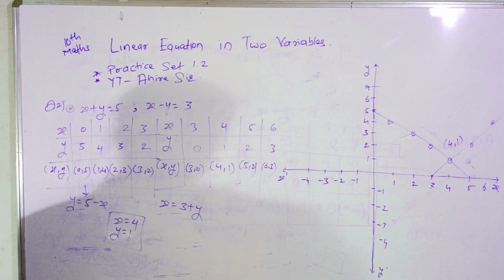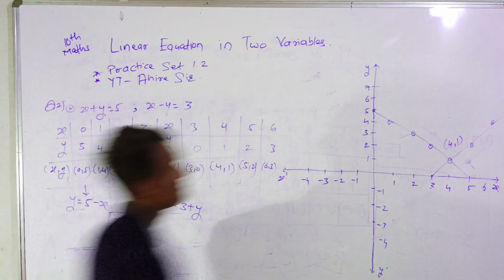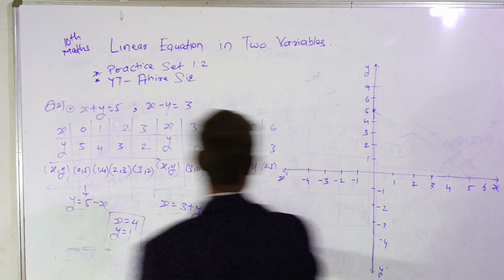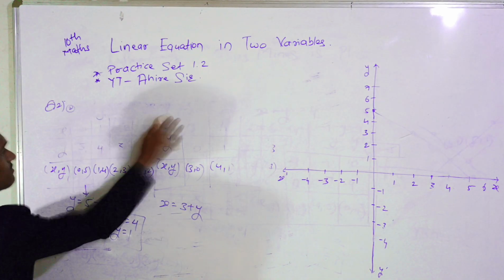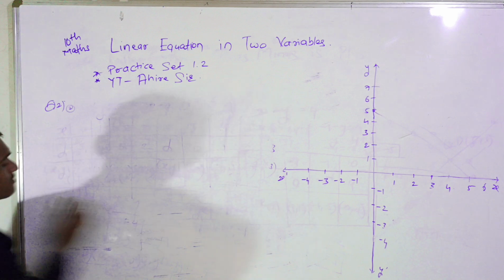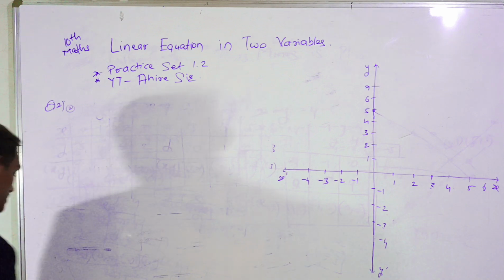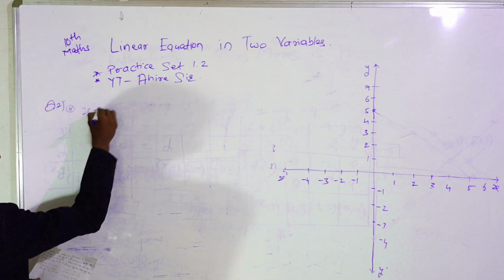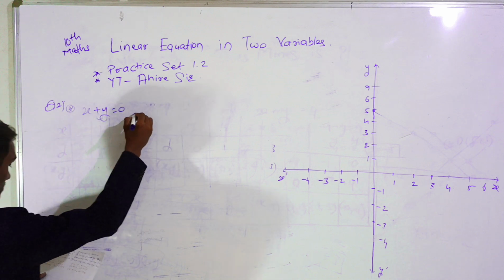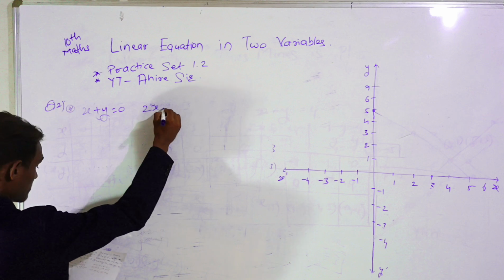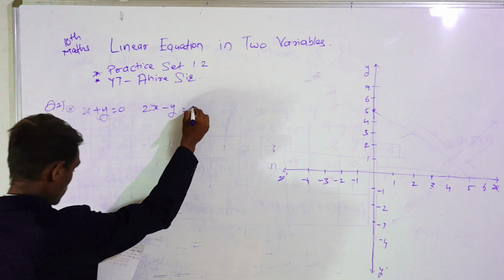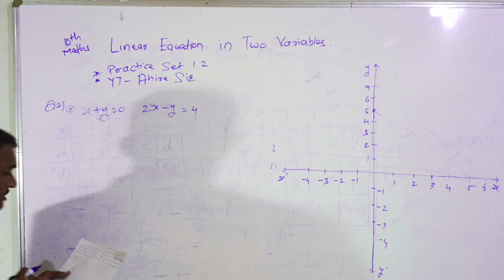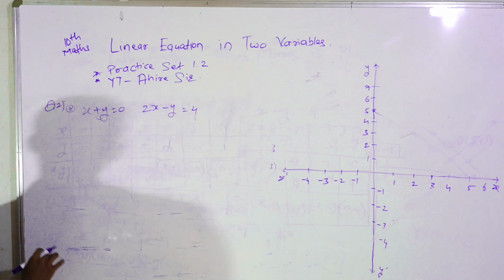Next question. Take a screenshot, okay, if you need it. Third question: x plus y is equal to 0, 2x minus y is equal to 4. 4 or 9, I don't know, but let's say 4.